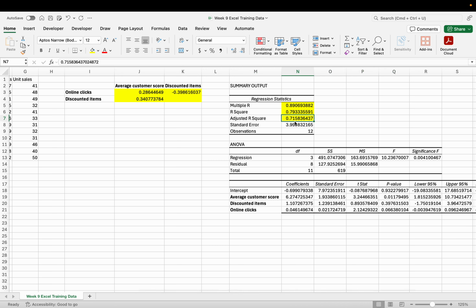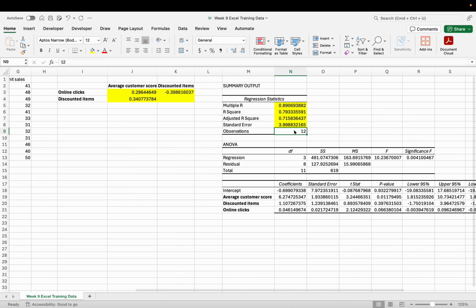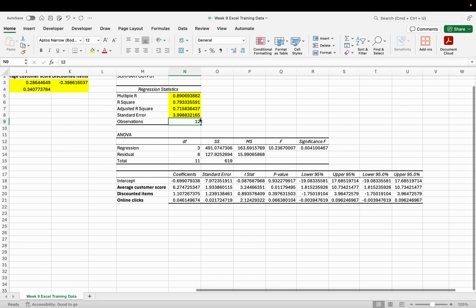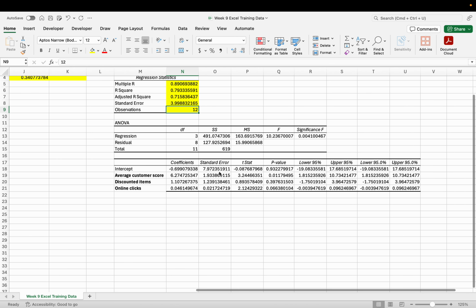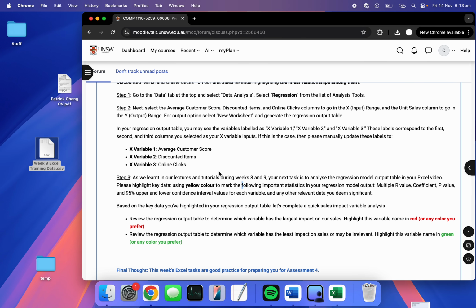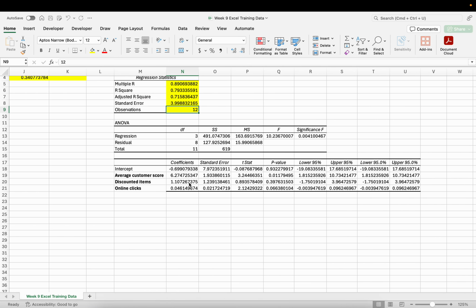Standard error is moderate. So it's the standard deviation of a mean estimate. So I guess it's moderate when you're looking at the values here. But observations are also low, which could explain why the standard error is moderately high. Okay.